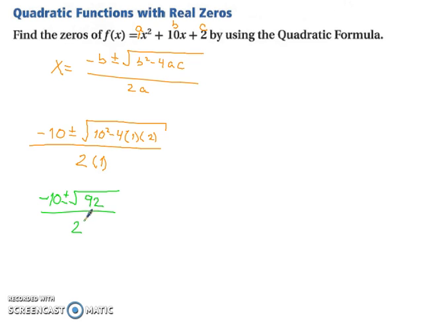Alright, so now let's put this in simplest radical form here, since we can simplify the square root of 92. So we have negative 10 plus or minus, and we can split 92 into 4 and 23. So if we split this into 4 and 23, the square root of 4 is 2, and 23 we can't do anything with, since that is already in simplest radical form, and 2 stays on the bottom.